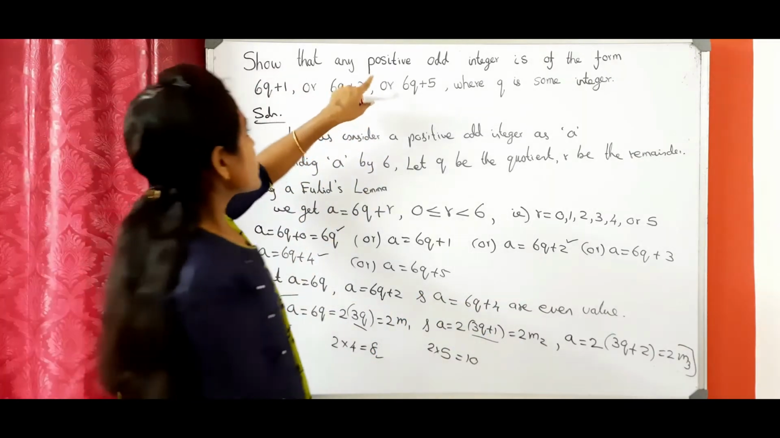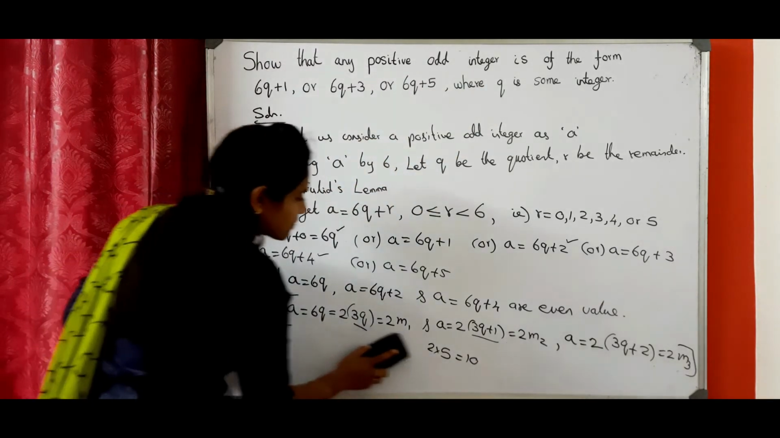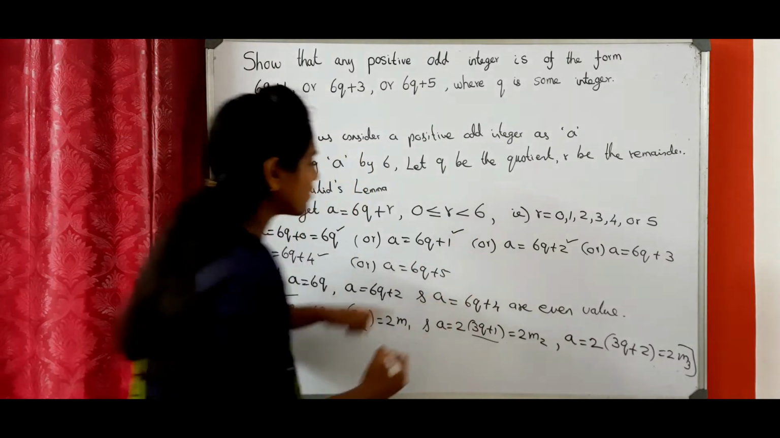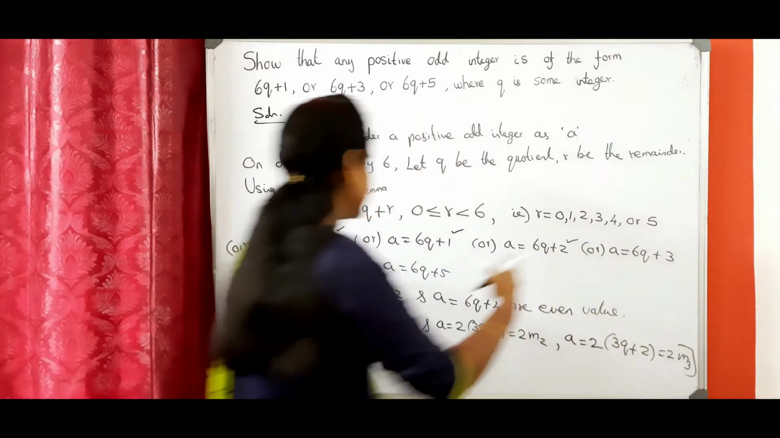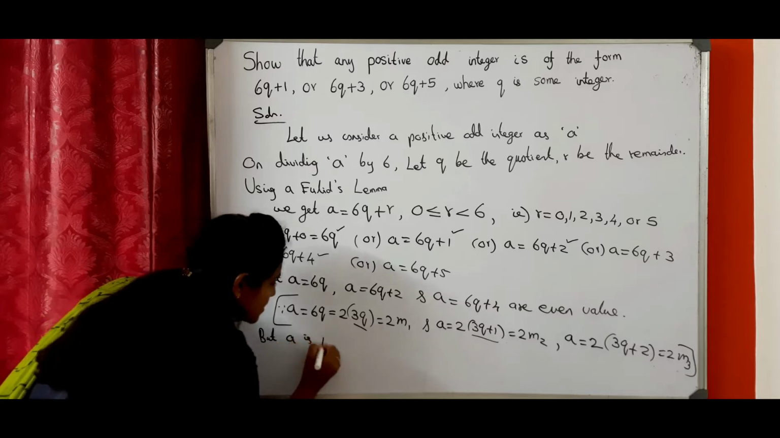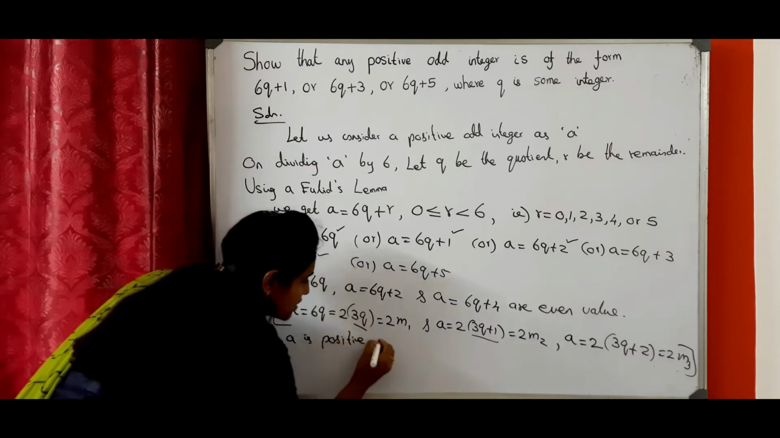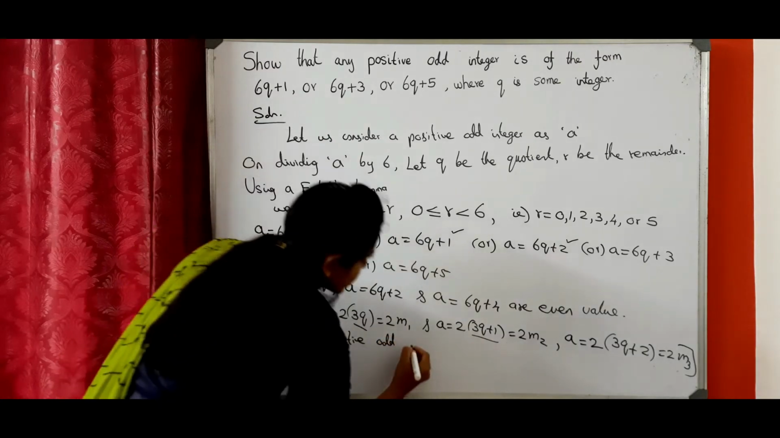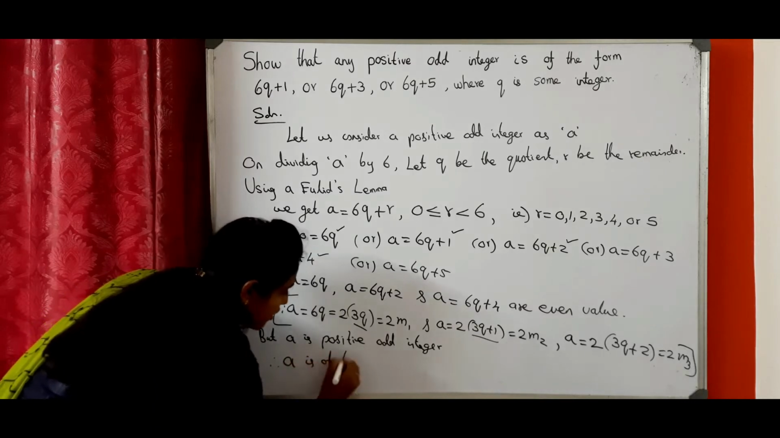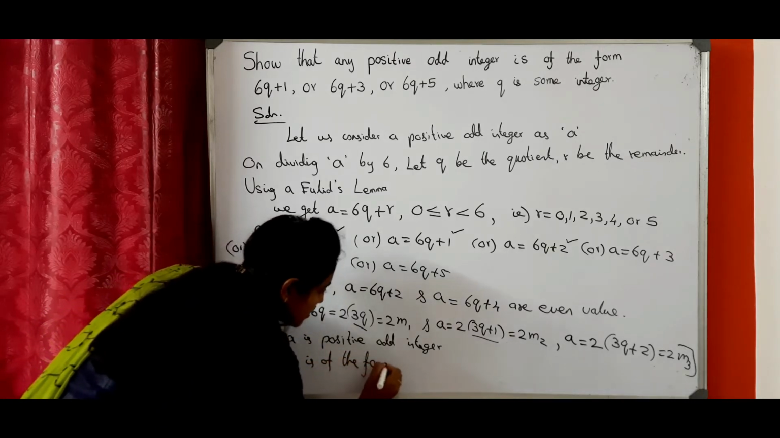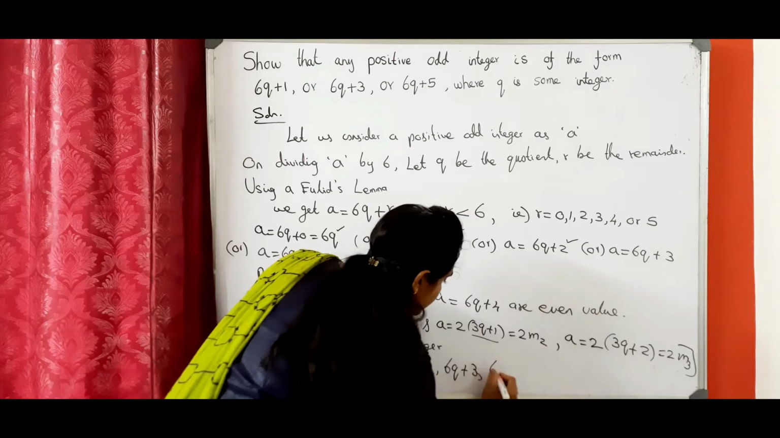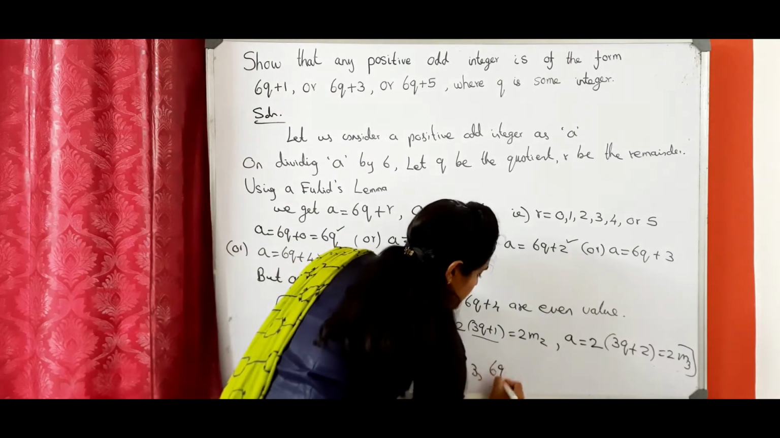But our a is a positive odd integer. Therefore, a is of the form only 6q plus 1, 6q plus 3 and 6q plus 5. But a is a positive odd integer. Therefore, a is of the form 6q plus 1, 6q plus 3 and 6q plus 5.